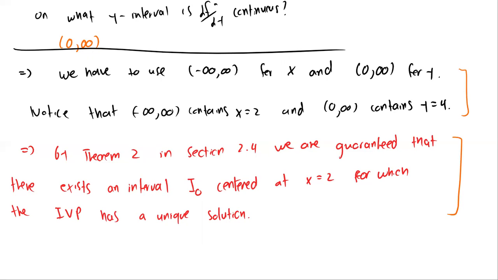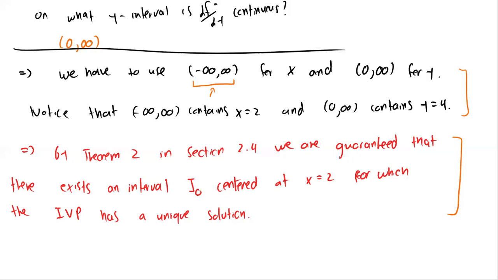Now, this interval I naught has to always be included in the interval we found here for continuity about x, but since that interval is all real numbers, I don't have to rewrite that again. If this interval were smaller, let's say negative 3 to 3, then this interval I naught would have to be contained in that interval, negative 3 to 3. So it could be a smaller interval.